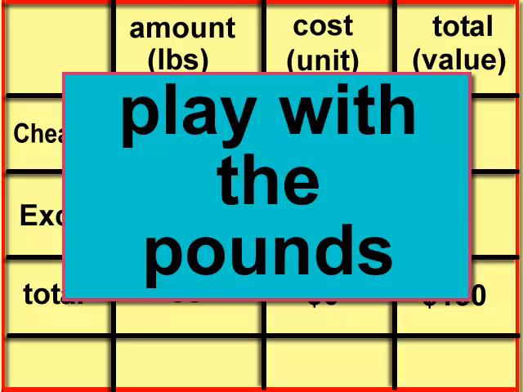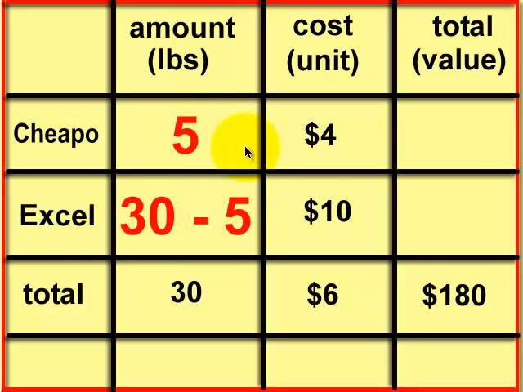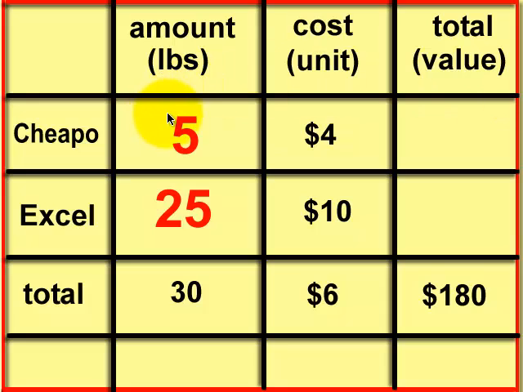We're going to go ahead and play around with the pounds. So here's the pounds column. Let's just pick a number, all right? Let's just pretend there's 5 pounds of the cheap stuff. If there are 5 pounds of the cheap stuff, how much of the Excelente must there be, right? Remember, they have to sum to 30. So 5 plus whatever this number is has to be 30, and that's the same as 30 minus 5, right? 30 minus 5 is 25. Double check. Is 5 plus 25 30? By gum, it is.